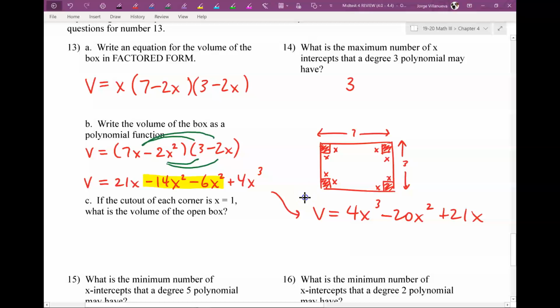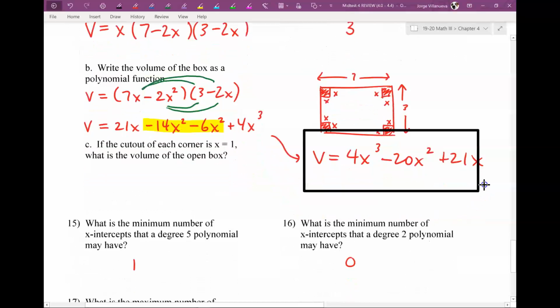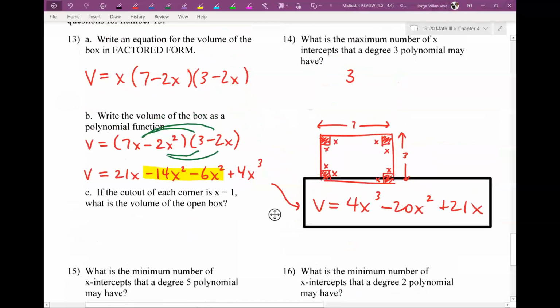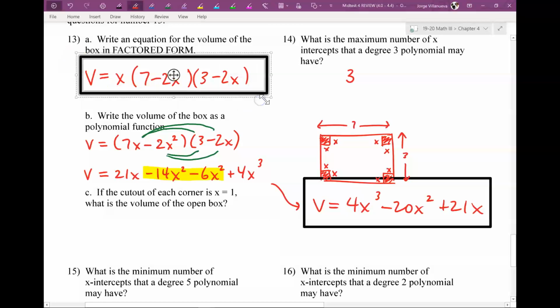Let me kind of put a little box around this thing. So there's that one. Also for this one here, there's that answer. Okay, so they just want you to distribute and be done. So that's it. C, if the cutout of each corner is x equal to 1, what is the volume of the box? In other words, let x equal 1 and plug it in.